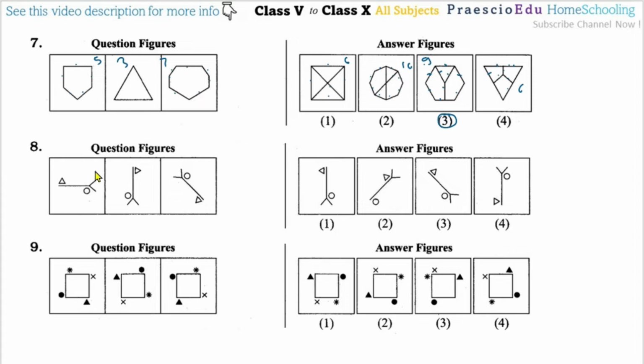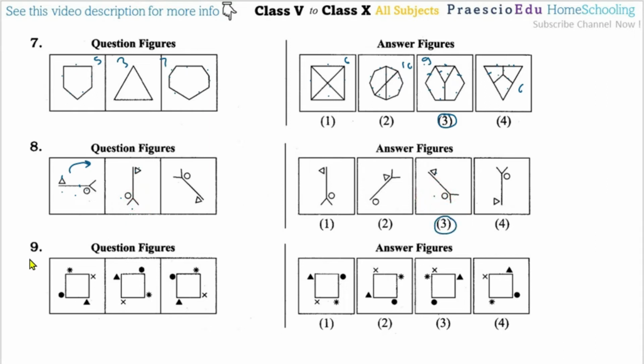Then question number 8, the same figure is here, only the difference is the rotation of this one. At the center, if you rotate, this arrow will come here and this circle will come here, meaning that side. So these are the same figures, only the difference is in the rotation. To find the perfect rotation, we can say this one is perfectly matching. So option number 3 is the correct one.